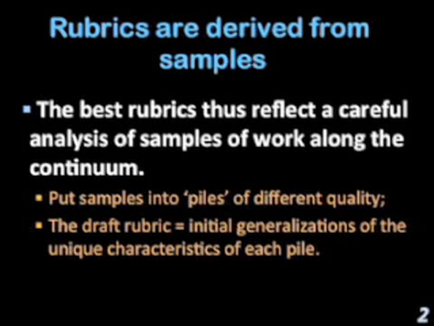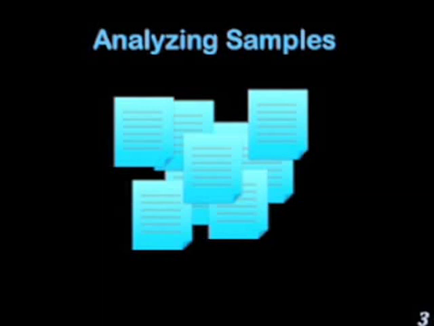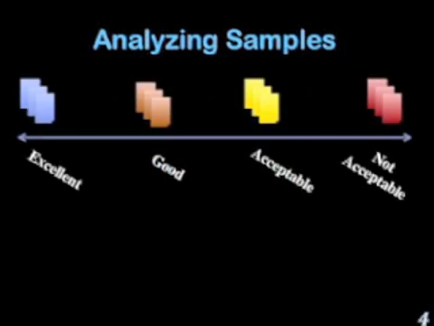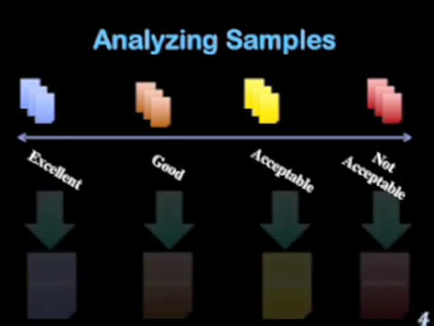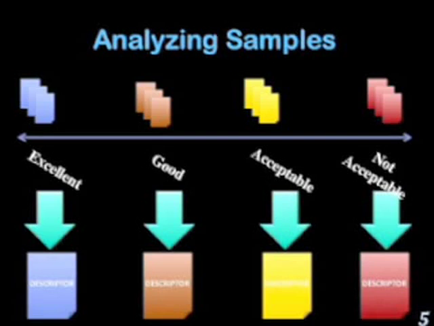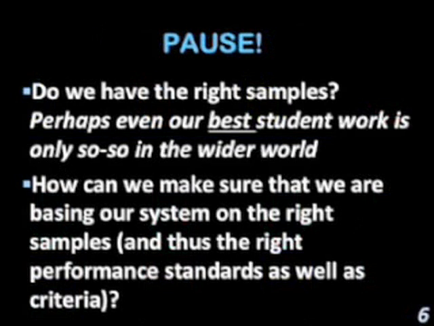Think about what we said the process is. You have a pile of samples, you read, you sort them into piles, and you have a range of quality. And from that range, we write the descriptors which reflect a summary of each pile, and that's the draft rubric. But wait a minute. Do we have the right samples?